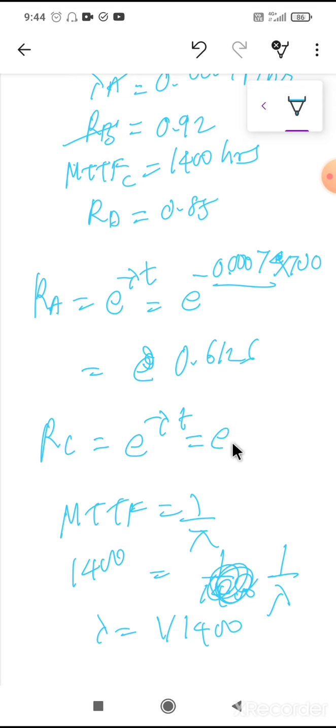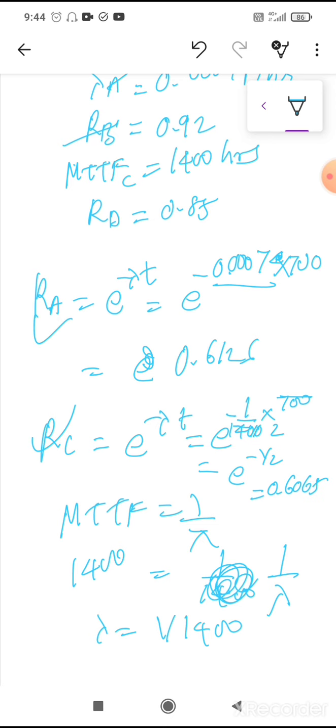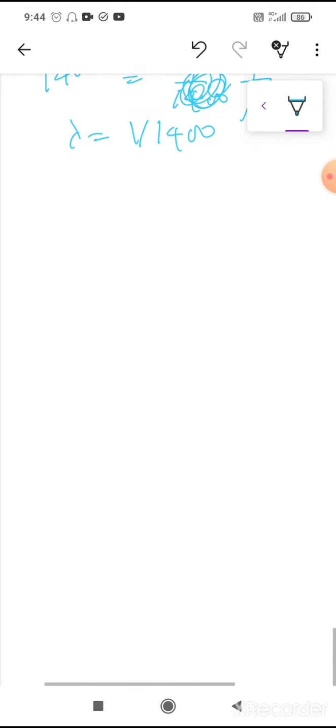So RC will be equal to e raised to minus 1 divided by 1400 multiplied by t. Now what is t? t is 700 hours. So this will be equal to e raised to minus 1 by 2, which is equal to 0.6065. So we have got RA and RC, and RB and RD are given. So now we can find the system reliability.